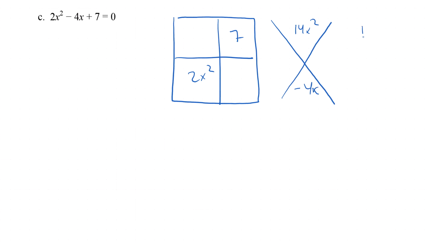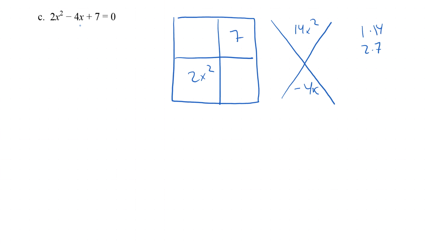We want factors of 14. So 1 times 14, 2 times 7. So the factors of 14, there's no combination that we can come up with to give us a negative 4. So we can't factor this. So now we need another method.